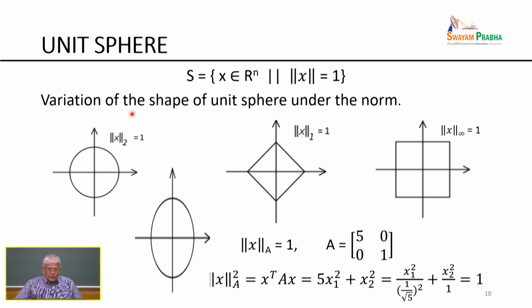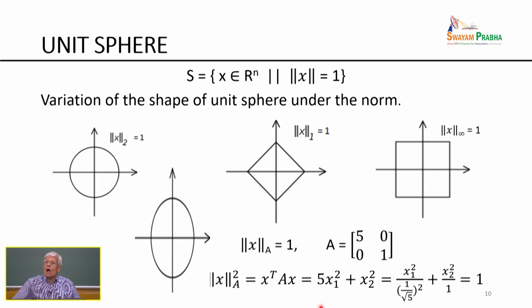Therefore, if you consider a unit sphere as the locus of points whose distance is 1 from the origin, where the distance is measured using the two norm, it looks like this. That's why we call it a sphere. That's why it's called a unit sphere. Why? The distance to any point from the center is 1.